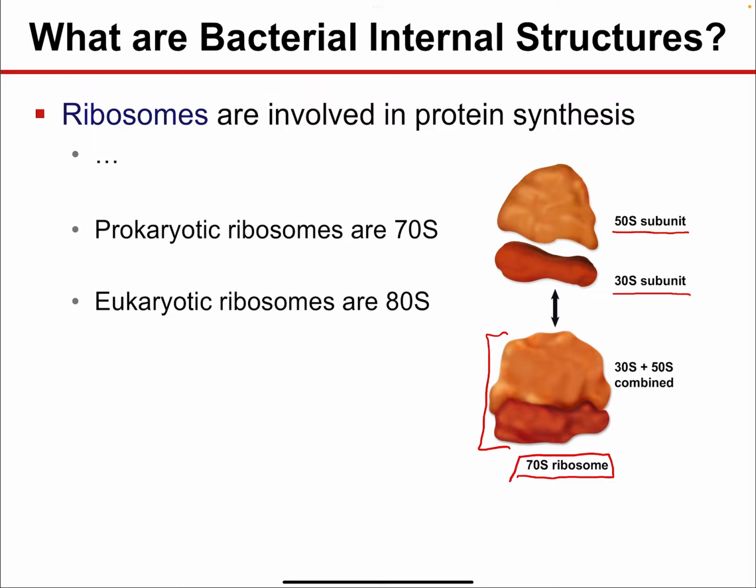Notice that the ribosome is not a matter of adding 50S plus 30S, because if you do that, you're going to reach 80S. But that 80S is not a prokaryotic ribosome. Now, the 80S is a eukaryotic ribosome, right?